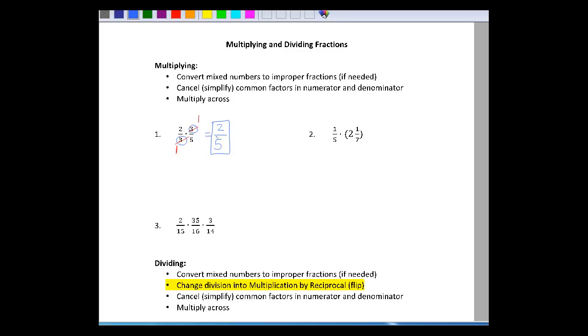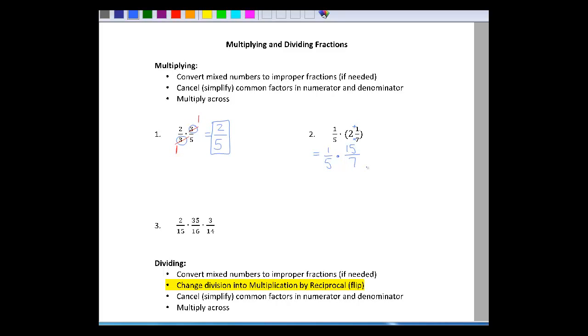For this second example, I do have a mixed number, so I'm going to leave the 1/5 alone. That's just a fraction. First thing I'm going to do is convert this to an improper fraction. So recall that you multiply the 7 times the 2 and get 14, and then you add 1. That's 15. So that's going to be a 15 in the numerator. And then the denominator stays the same.